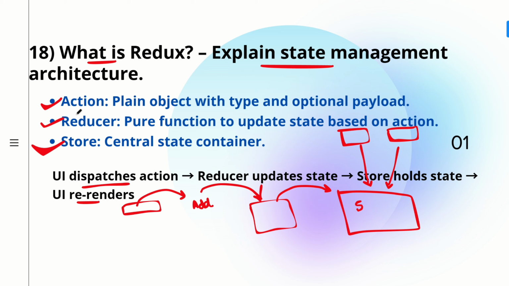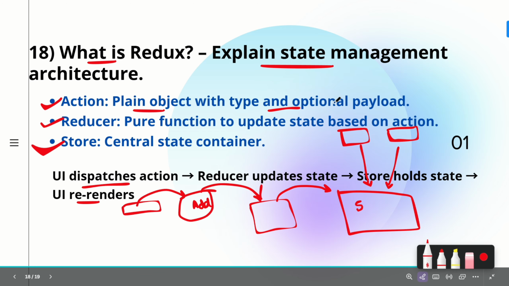So let's see one by one what we have written. Action is a plain object with the type and an optional payload. So actions are objects and they will have a type. The type can be add, remove, or do it later. Such things might be there. Then we have an optional payload, that is what you want to add.